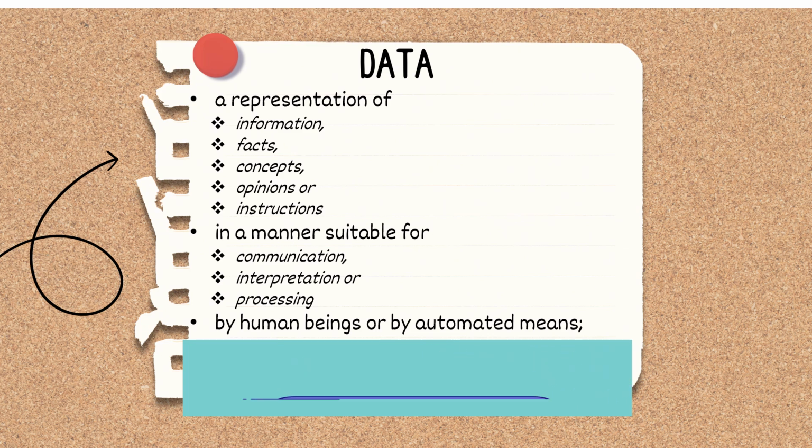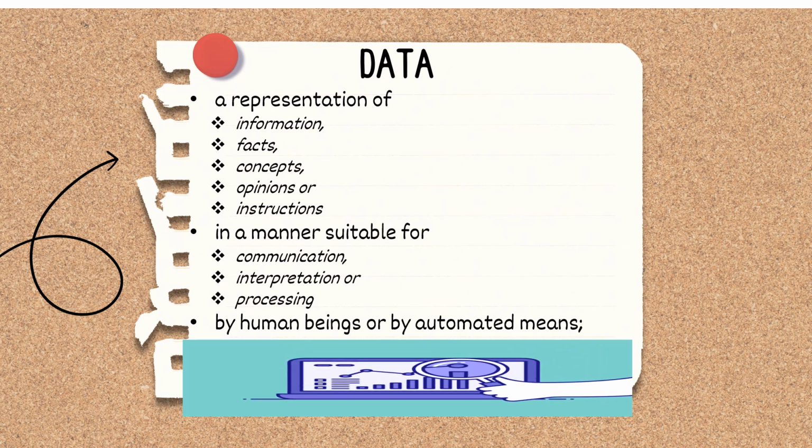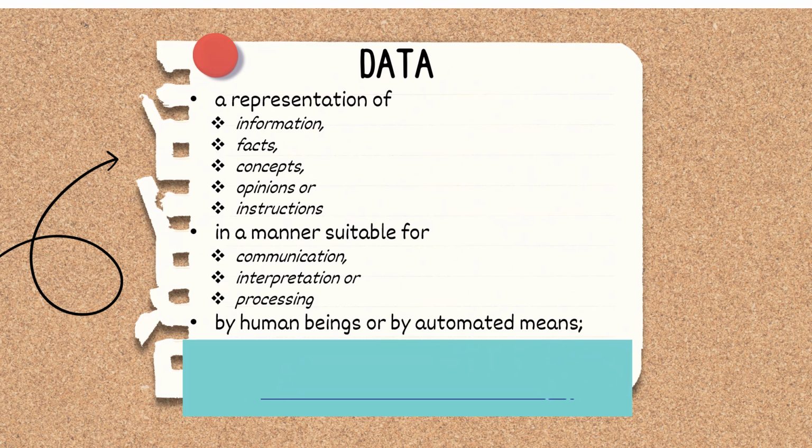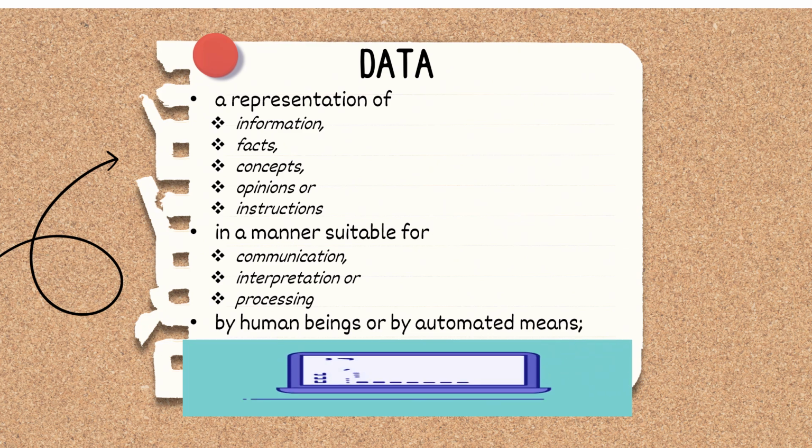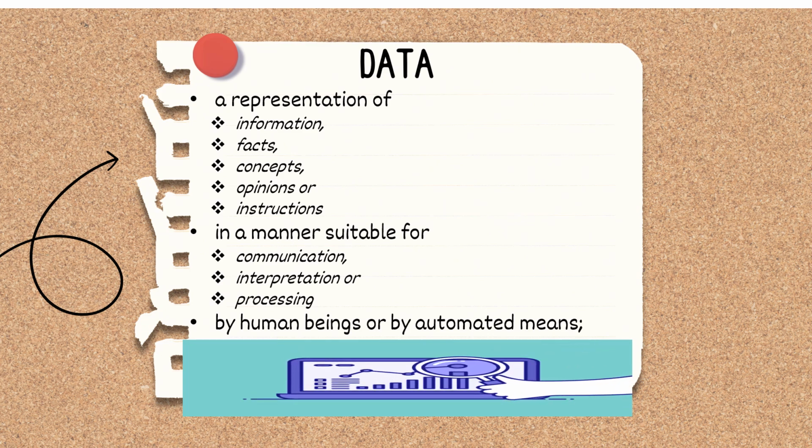What is instruction? Instructions are directives or orders as to how to do a particular thing. For example, a recipe uploaded on a cooking blog. That becomes an example of instruction.